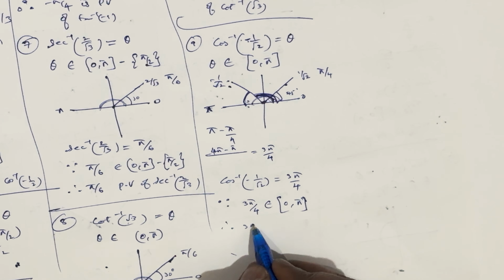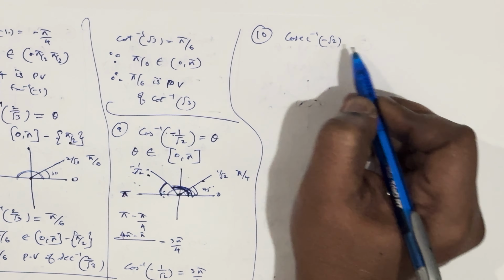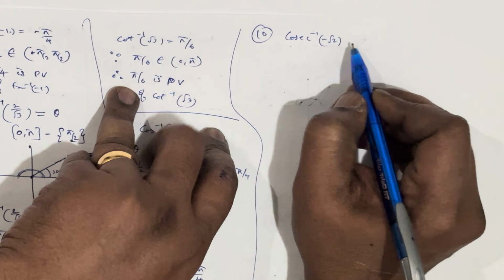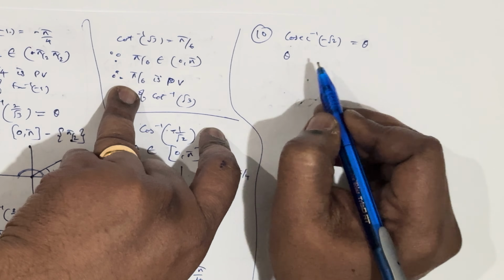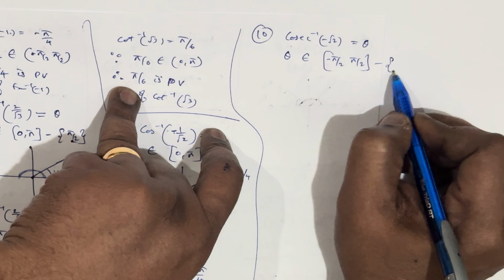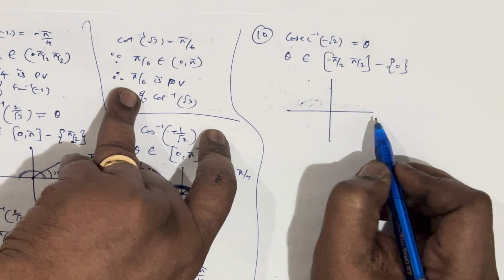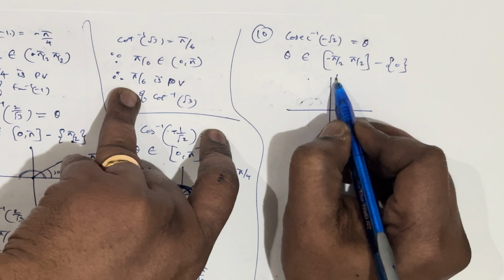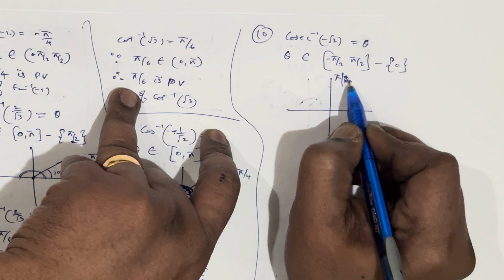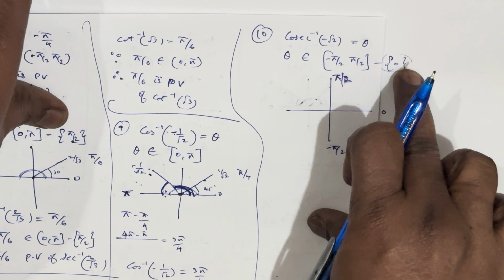Okay, now the 10th question. Cosecant inverse negative root 2. Now you know that cosecant inverse negative root 2 is some angle theta, and that theta must belong to the range of cosecant inverse, that is from minus pi by 2 to pi by 2, closed interval, minus 0. When you look at the unit circle, this is minus pi by 2 and this is pi by 2. Now this is 0. 0 is excluded because cosecant inverse goes to infinity at 0.